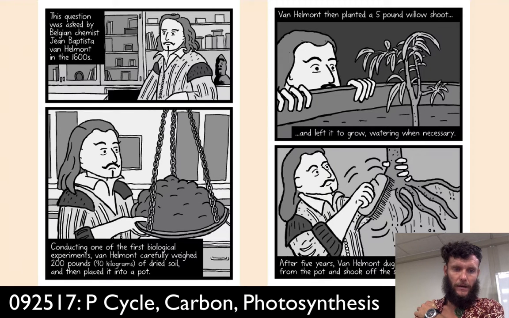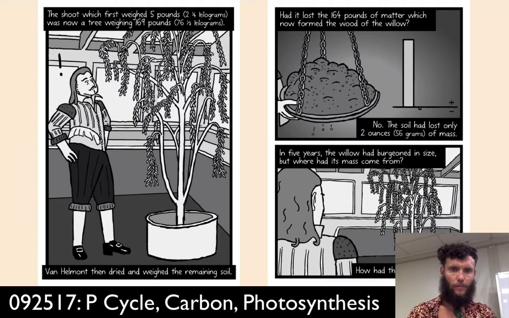What he essentially did, in what was widely viewed as one of the very first genuine biological experiments, was carefully weigh out 200 pounds of dried soil. He put it in a pot, planted a willow shoot in it, let it grow and watered it when it needed it. After 5 years, he dug the plant from the pot and shook off all the soil, and the shoot, which initially only weighed 5 pounds, now weighed 169 pounds.